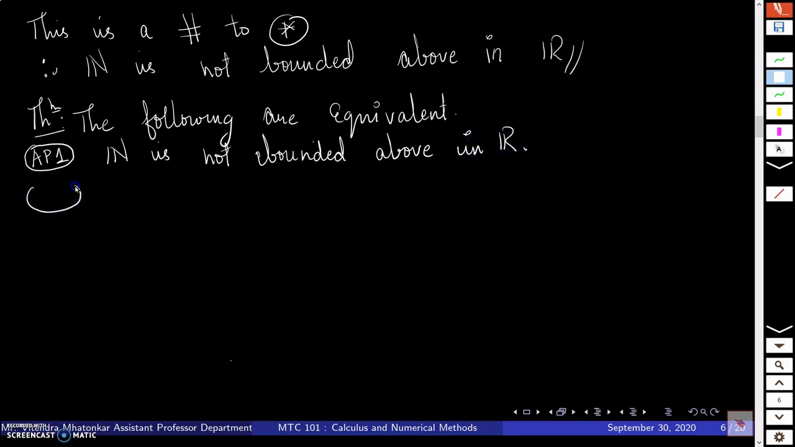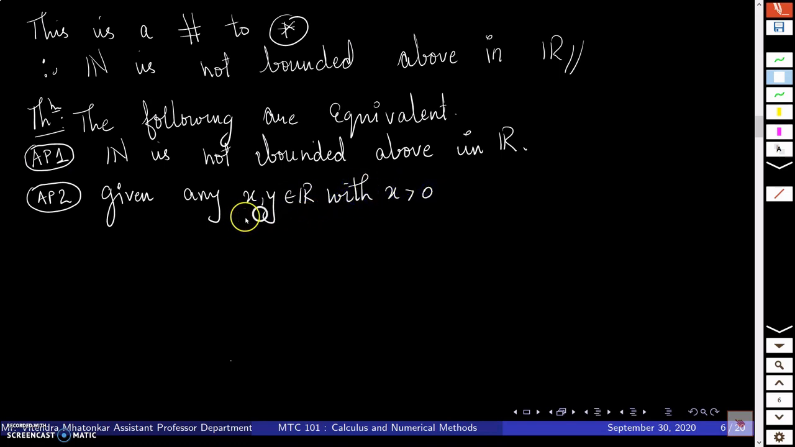And the second one is the second form of the Archimedean property, and both are equivalent. It says: given any x, y in R with x positive. So I'm looking at any real numbers x and y with the condition that x is positive. If I have this, then there exists a natural number n such that n times x will be bigger than y. So these two are the same. This is just a reformulation of the first one.